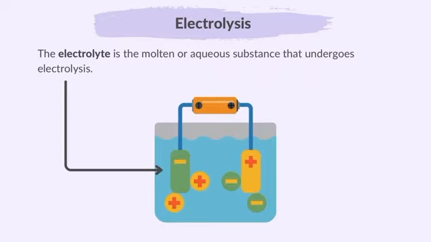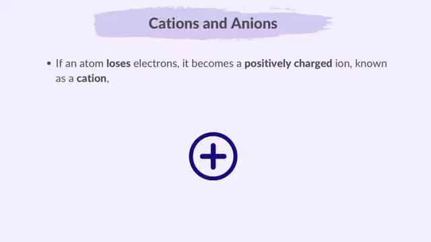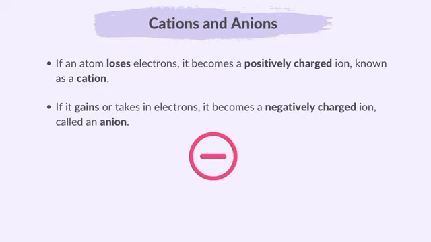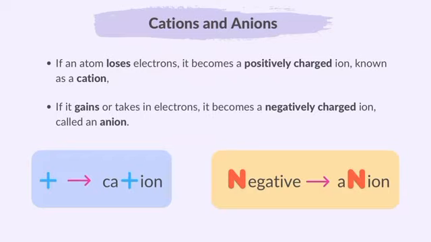Now, just a quick reminder: if an atom loses electrons, it becomes a positively charged ion, known as a cation. If it gains or takes in electrons, it becomes a negatively charged ion called an anion. If you look again at the chapter about elements and compounds, you can see this representation that cations are positively charged and anions are negatively charged.